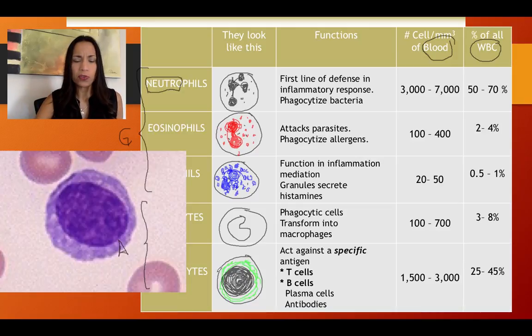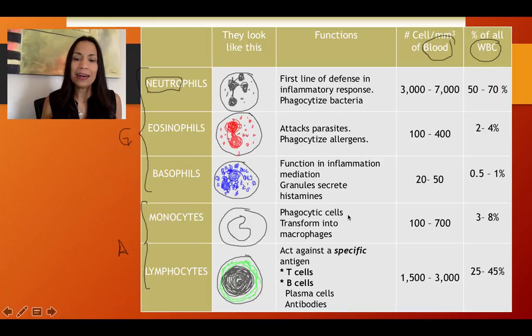You know lymphocytes, right? They are the second most common type of white blood cells. So first, the neutrophil, second, the lymphocyte. Never let monkeys eat bananas. So 25 to 45% of all the white blood cells are lymphocytes. In one cubic millimeter of blood, we have 1,500 to 3,000 lymphocytes.